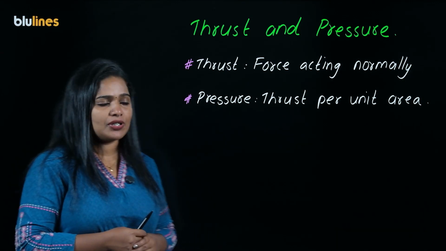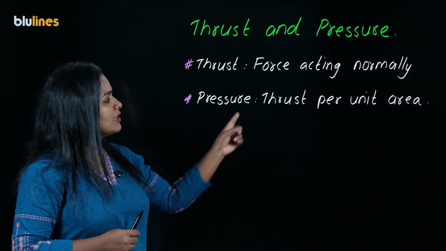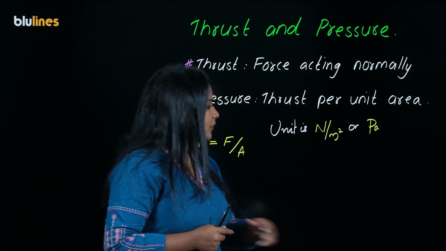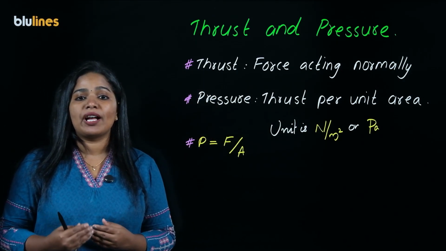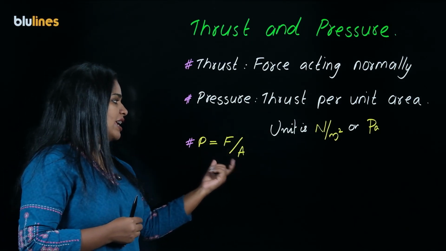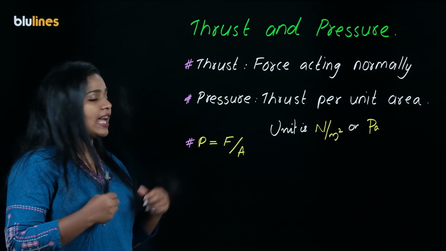So, can you define pressure? Pressure is the thrust per unit area, which will give you a mathematical expression: P is equal to F by A. So, here F is the thrust and A is the area on which it is acting.